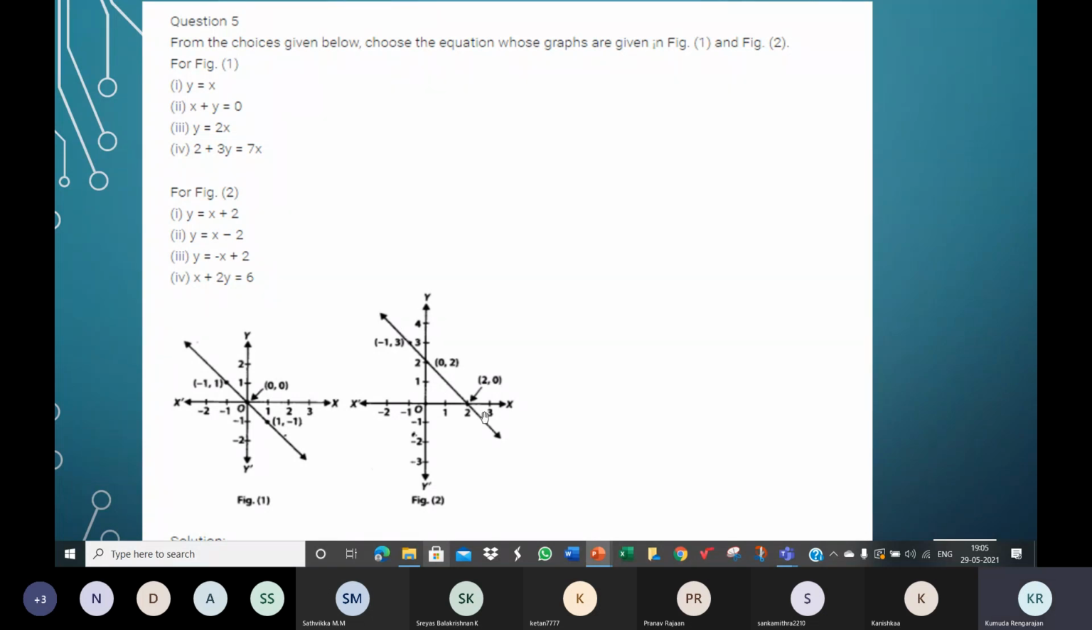So which is that one? Which is that equation which is satisfied by all the 3 points here? Option 3, ma'am. Y is equal to -x plus 2, ma'am. Option 3. Yeah. Correct.